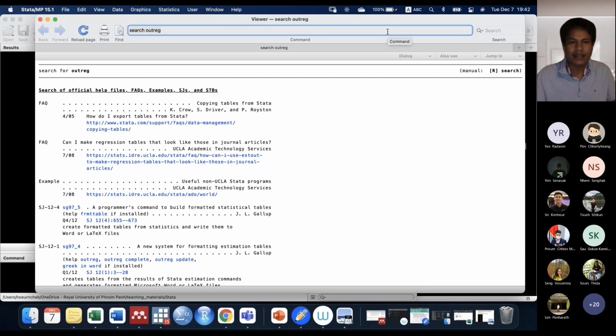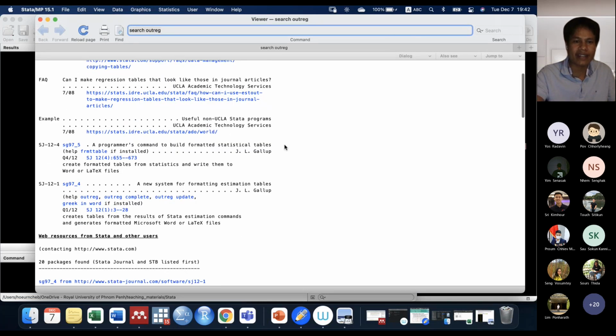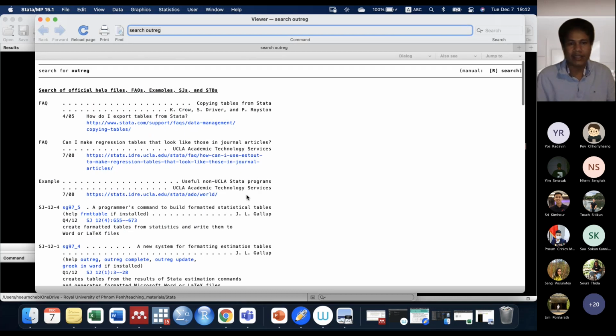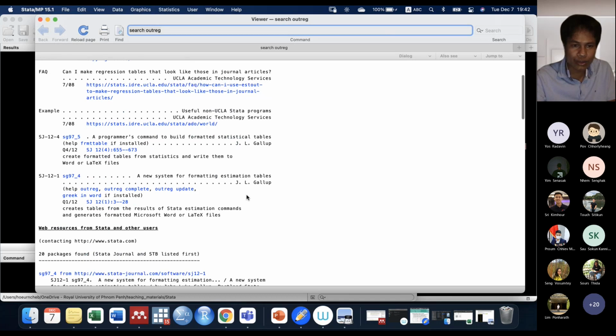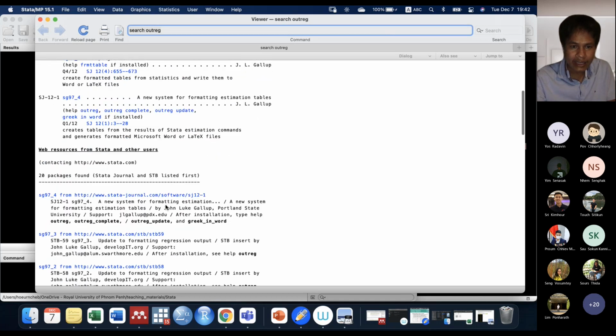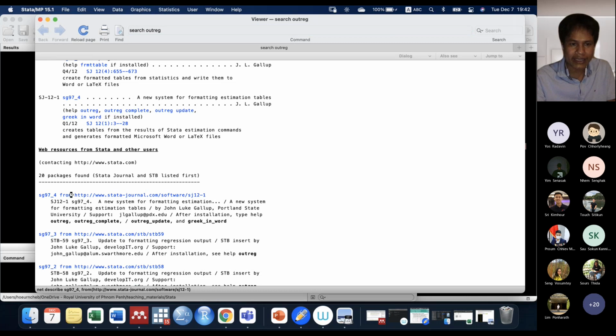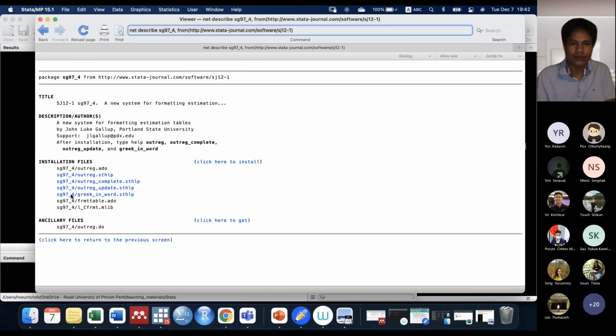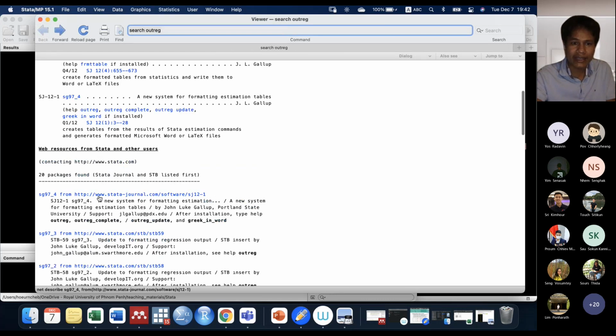After you type Outreach in the search, if you have internet connection, it will show you a list that suggests you to install something. But what I want you to do, if you find this, you scroll down to here, SG974, and then click. You following me? When this window appears, click follow SG.